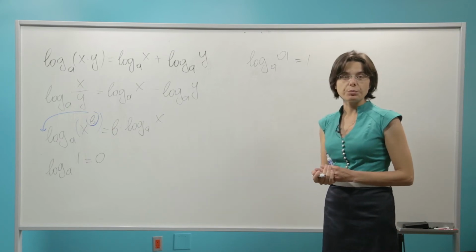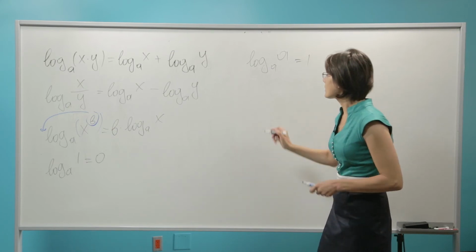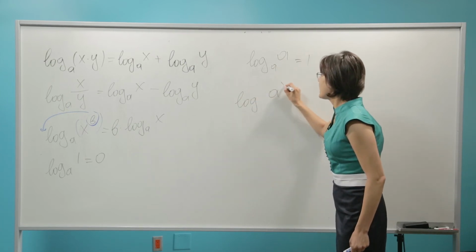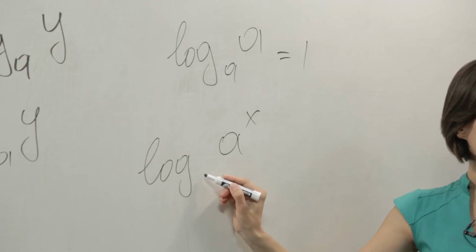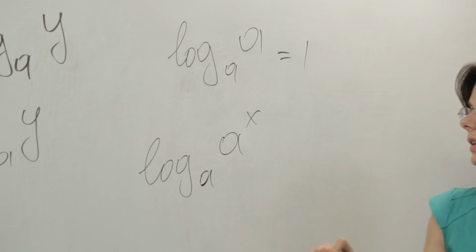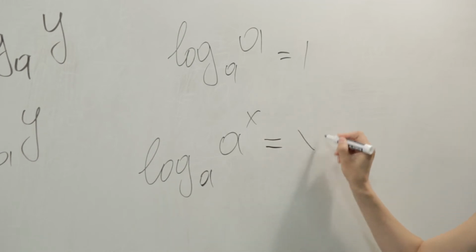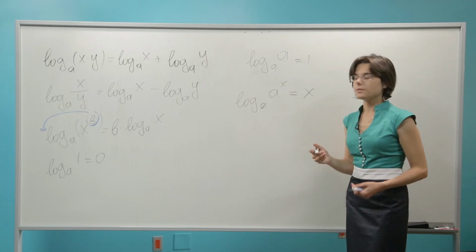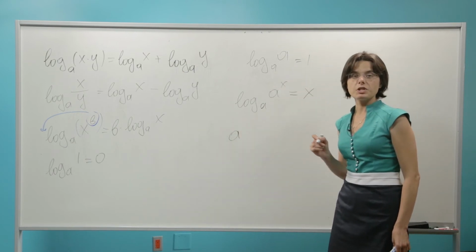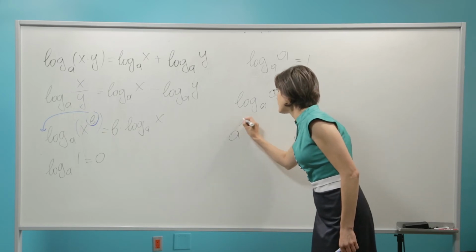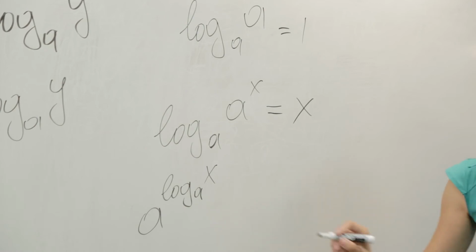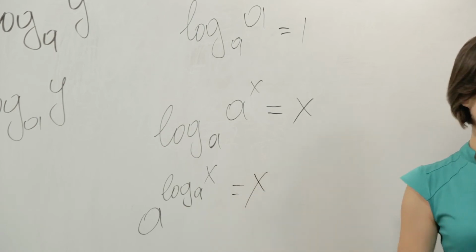And now two more important properties. If we have logarithm of the exponential function a to the power of x, and we take the base of the logarithm also equal to a, same as the base of the exponential function, this is just equal to x. Now vice versa. If we take the exponential function, and the power of this function we take as a logarithm with the same base as the exponential function, logarithm of x with base a, this will be just x.